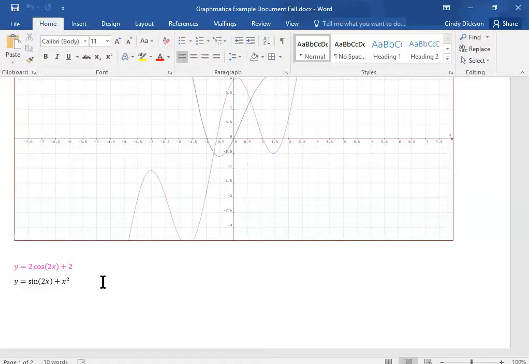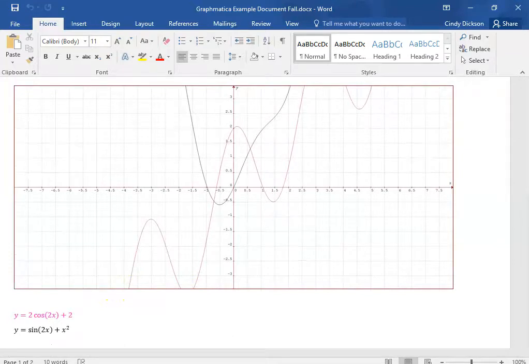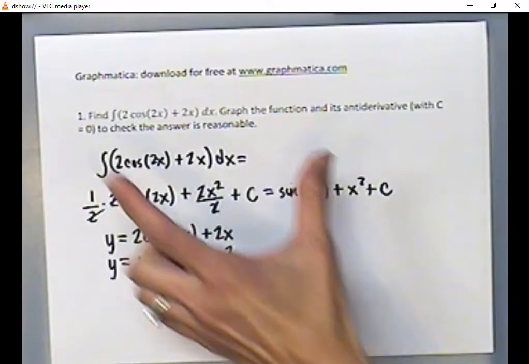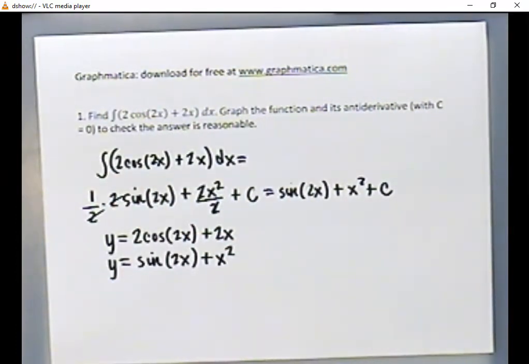So if you want to print in black and white and then label them with different colors and draw them with different colors later, that's totally fine. So just make sure you do that and include again some of your work. Make sure you show your work here and explain why the answer is reasonable. Okay, so it should look something like that.